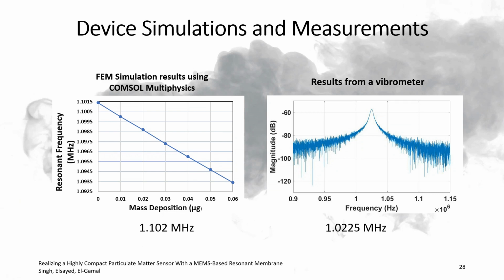These COMSOL simulations for these particular dimensions gave us a resonance frequency of 1.102 megahertz. And we simulated the device to have a sensitivity of 1.226 kilohertz for deposition of every 0.01 micrograms. Now, when our devices were fabricated, we characterized them using a vibrometer and VNA. They both agreed in the result and gave us a resonant frequency of 1.0225 megahertz. This is a bit off from the simulated values. We think this is because of the residual stress in the membrane, and also because of process variations.